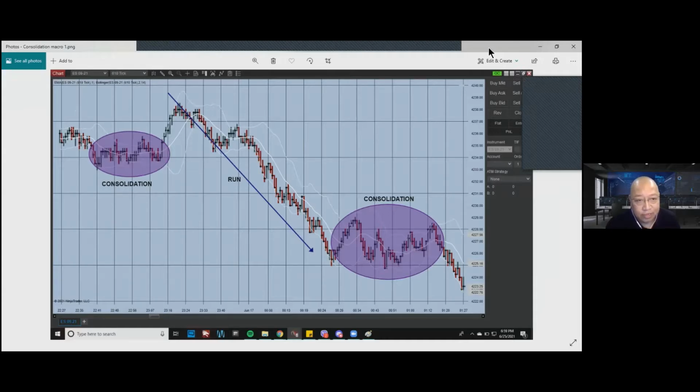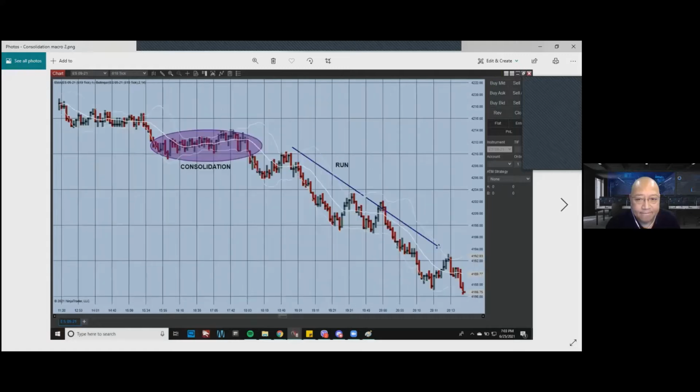So here's your run, and then you have your consolidation, right? And then your retrace would be back up, and then your other one would be continuing going down. Yeah, so this retrace is part of the consolidation. So run, then retrace, consolidation, then continue going to the downside. Yes, that's good. Another short example? No, that's good. So this is more the macro.